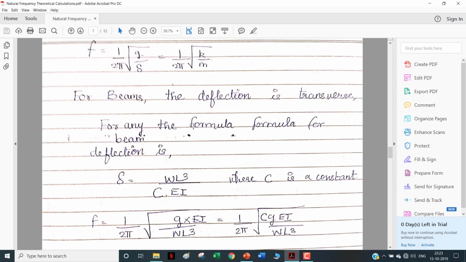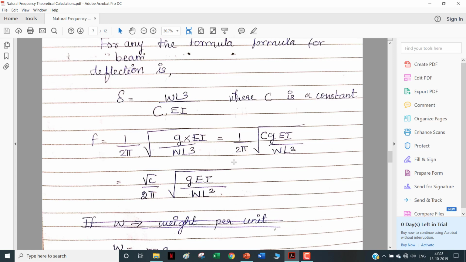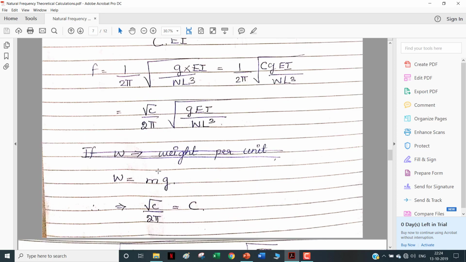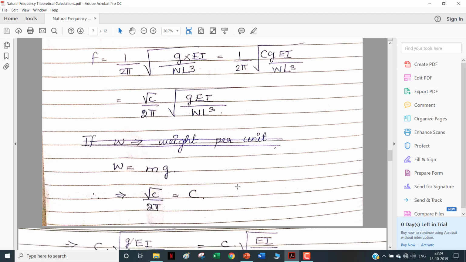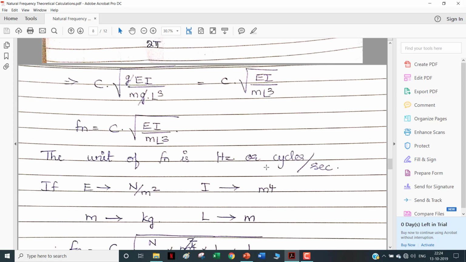If I substitute this value of del in this formula, I'll get something like this. If I simplify this, I'll get root of C by 2 pi into root of gEI divided by WL cube. We know that W equal to mass into acceleration due to gravity, and root of C by 2 pi is a constant. I can rewrite it as capital C. If I substitute these two in the above equation, natural frequency f1 is equal to C into root of EI divided by mL cube. Here the unit of frequency is hertz or cycles per second.